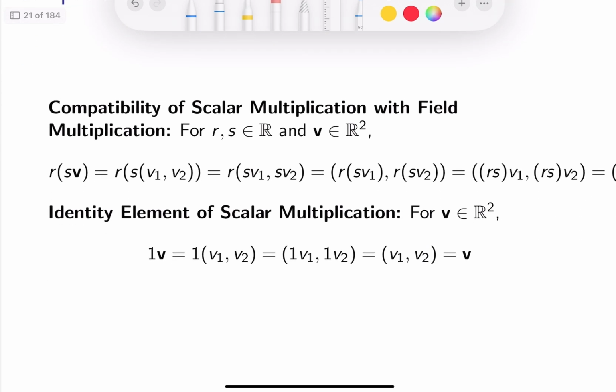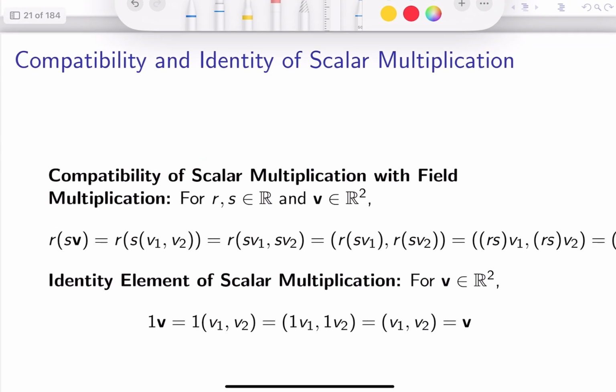And there are the other properties, which are the compatibility, which means when you multiply 1 by v, you should get v back. That's trivial because when you multiply this vector by 1, you multiply this by 1 and this by 1, and this is the same as v1, v2, which is the same as v. And the other property, the associativity of scalar multiplication, is also easy to check.